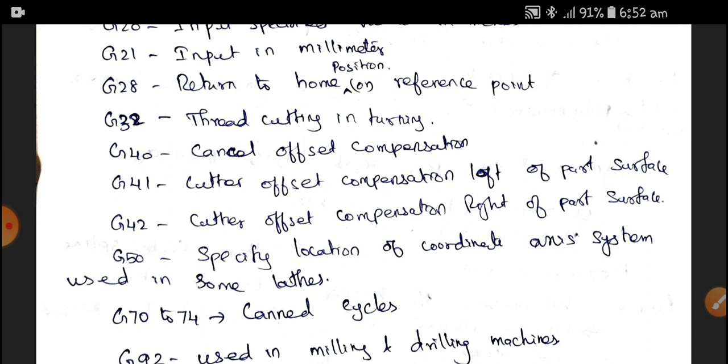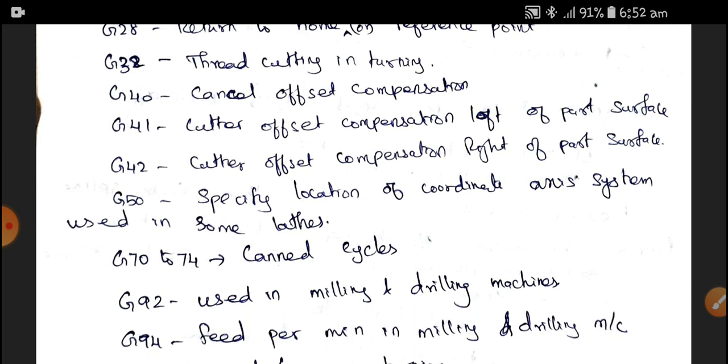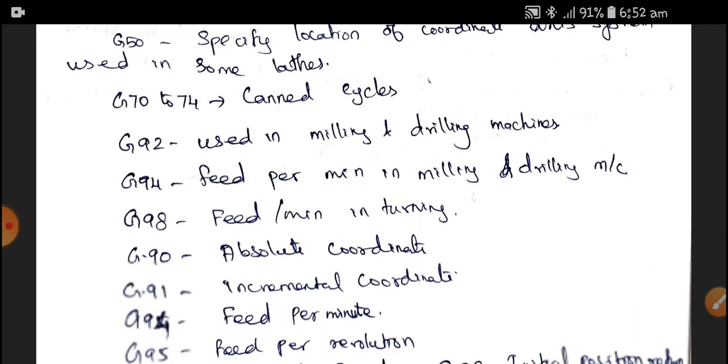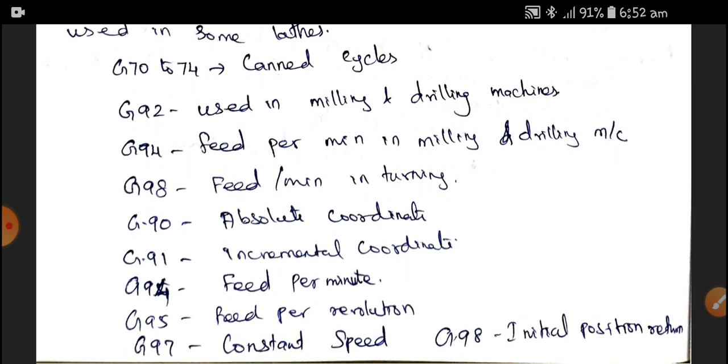G42 is cutter offset compensation to the right of the part surface. G50 specifies the location of the coordinate axis and system in some lathes. G72 to G74 are canned cycles. G92 is used for milling and drilling machines. G94 is feed per minute in milling and drilling machines. G98 is feed per minute in turning.